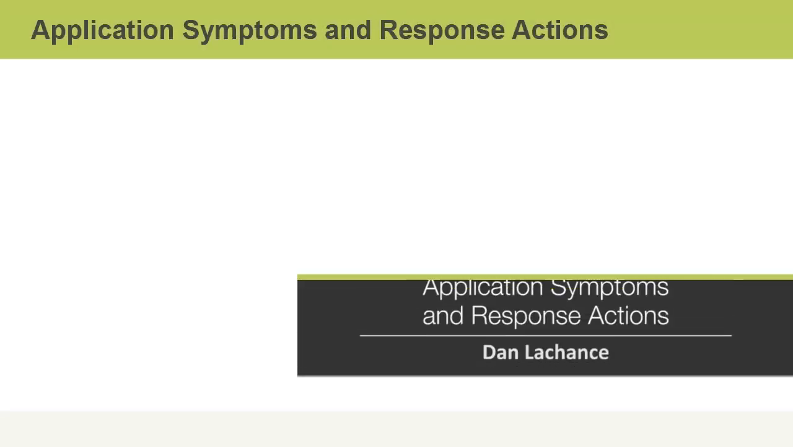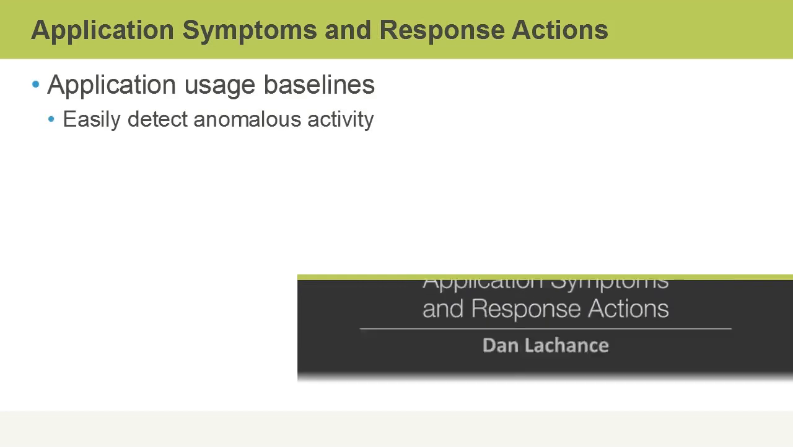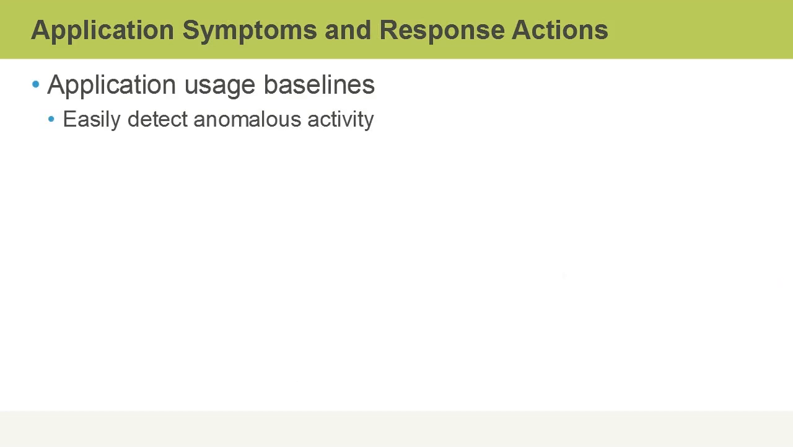In this video, I'll talk about application symptoms and response actions. An application usage baseline establishes what is normal for that application's usage, whether it's on a single server, multiple servers, or even its effect on the network. Once we've determined what's normal for a specific application, then we can easily detect anomalous activity.